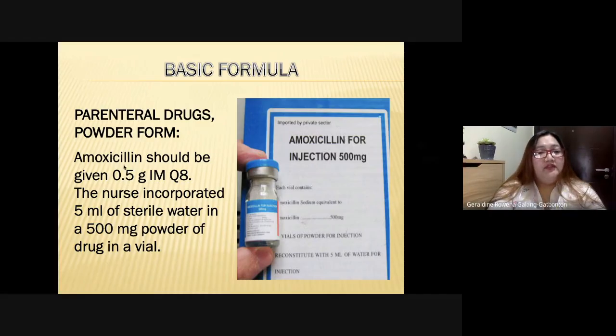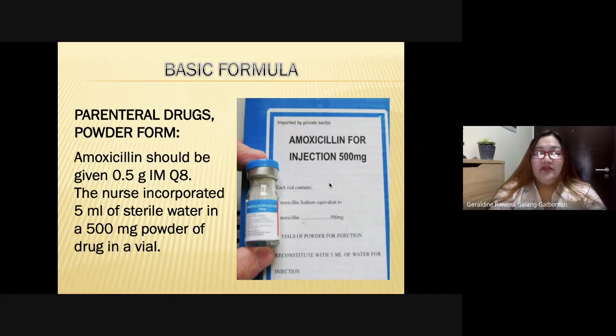Okay, now, amoxicillin is an antibiotic. Give 0.5 grams IM Q8. You will see here, para maging liquid form siya, the nurse incorporated 5 ml of sterile water in a 500 mg powder of drug in a vial. So, ito ay 500 mg. So, ano yung 500 mg na yan? Yan yung H. Siya yung dose on hand.